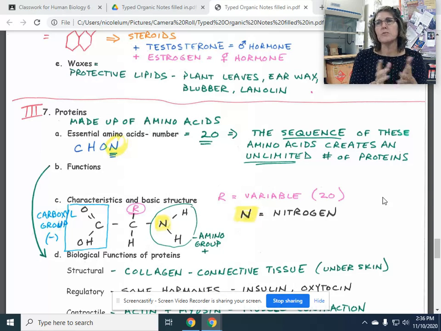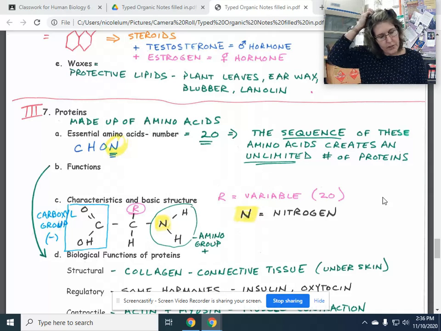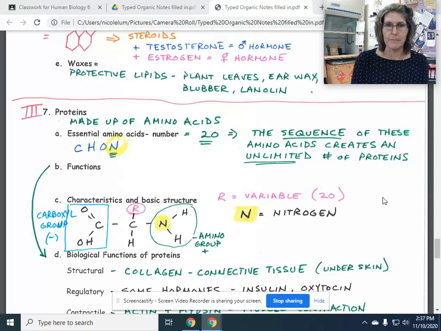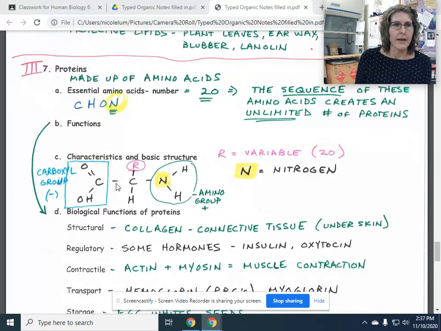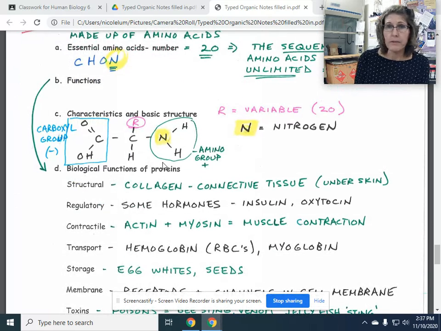Your smallest protein is roughly about 50 amino acids in length. Your largest one can be thousands and thousands of them. We're going to talk about different structures of them here in a moment as well. So the sequence of these amino acids creates an unlimited number of proteins. There are 20 different amino acids. All right, so I'm going to go to characteristics before I go to functions. So this is something for your flashcards.